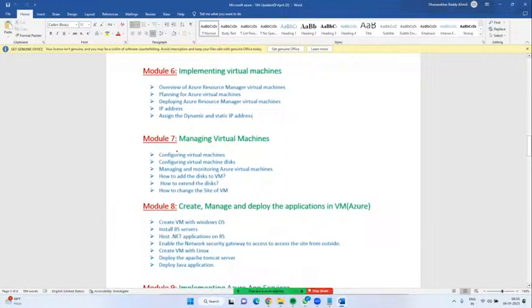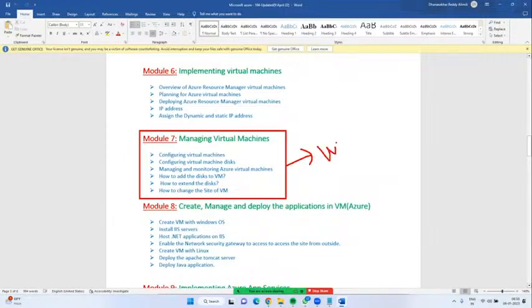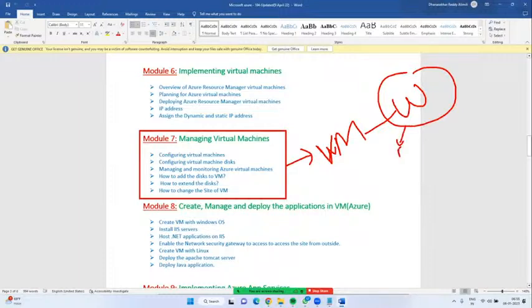In module 7, I will show you how to deploy a virtual machine with the Windows operating system: how to add a disk, how to extend the disk, and how to troubleshoot if we get any issues with the OS disk. We will see that in module 7.